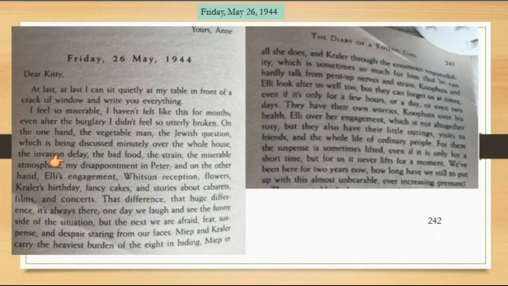So she talks about all of these horrible things happening.